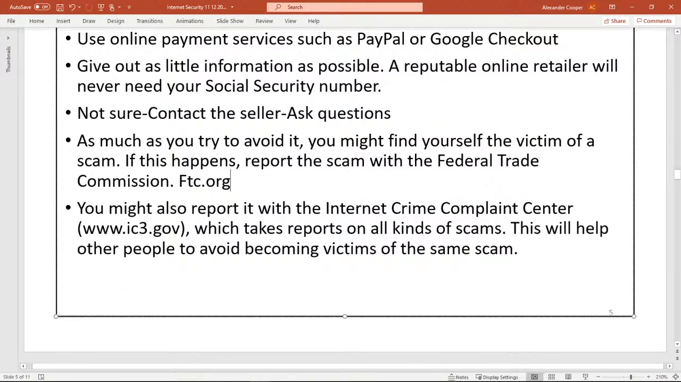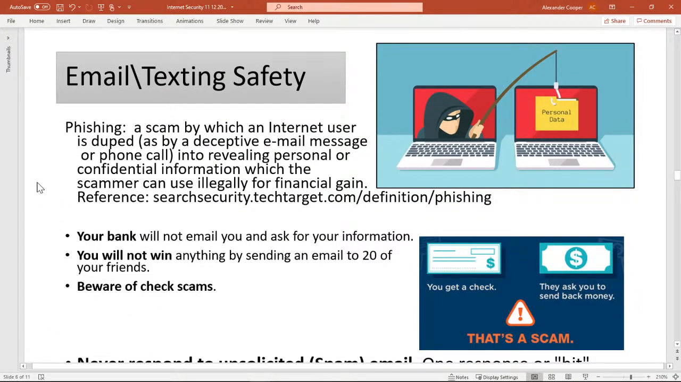All right, so let's keep going here. Let's talk about email and texting safety, okay? So what exactly is a phishing scam, with the PH? Phishing: a scam by which an internet user is duped, as by a deceptive email message or phone call, into revealing personal or confidential information, which the scammer can then use illegally for financial gain.